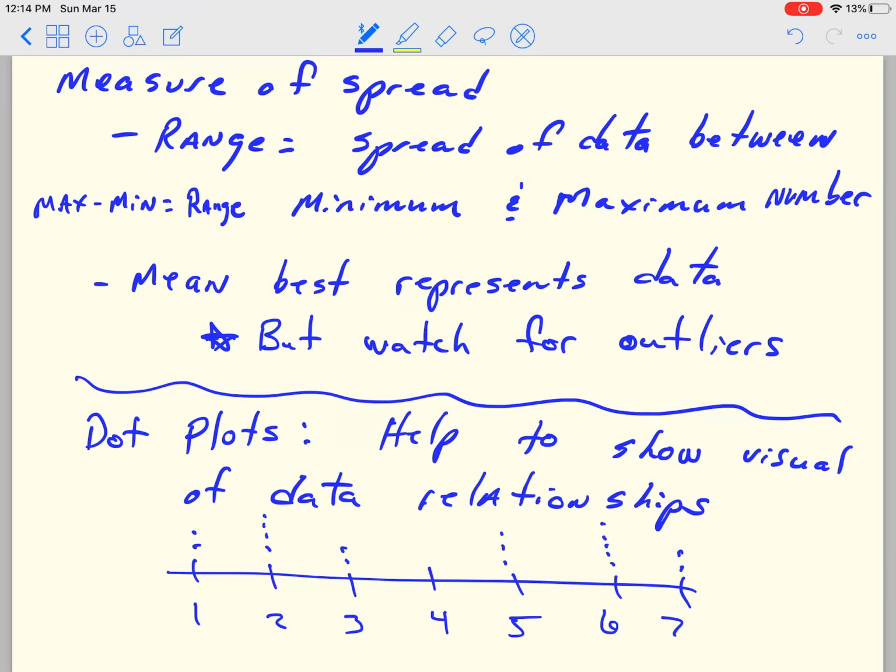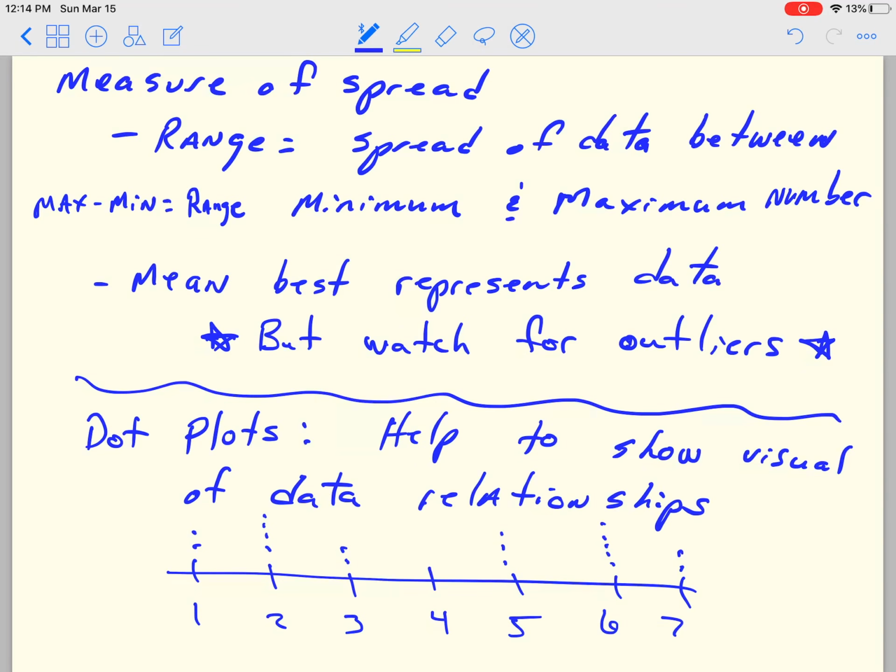The mean is the best representation of the data because it includes all of your data points. But you must watch out for outliers because those, depending on how egregious they are, can throw the data off. So sometimes when we're looking at mean and looking at the best representation of the data, we have to throw those out.